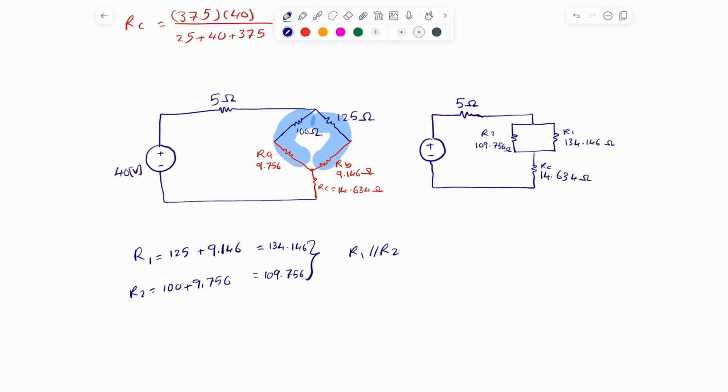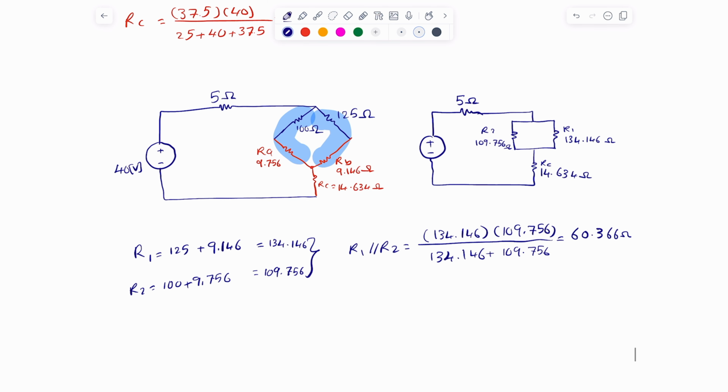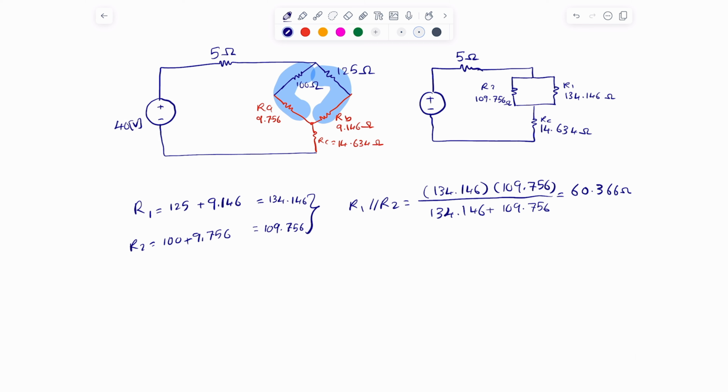R1 in parallel with R2 is simply 134.146 times 109.756 divided by the sum of these, 134.146 plus 109.756, and that is equal to about 60.366 ohms or so. All right, so now the final one, and basically all the resistors combined. So what I have done is I just computed now the value of R1 in parallel with R2. All I have to do is just add 5 to it and that number in here.